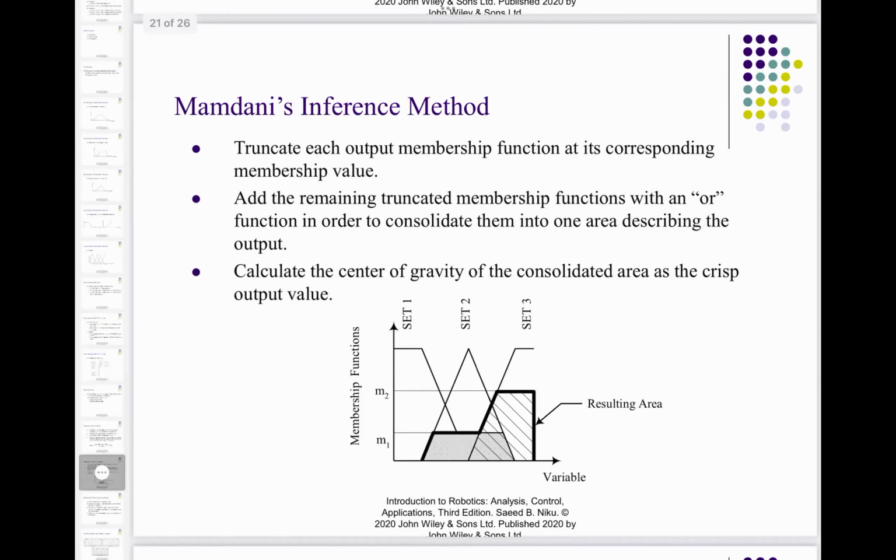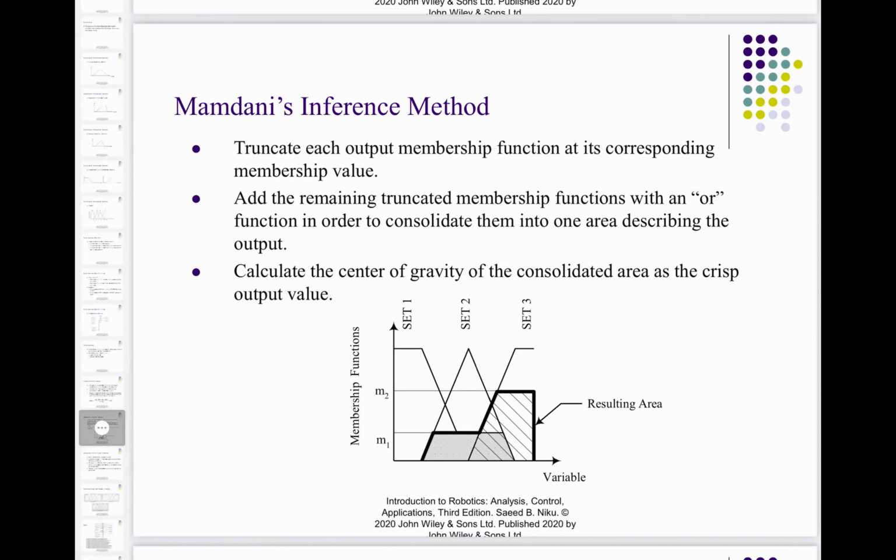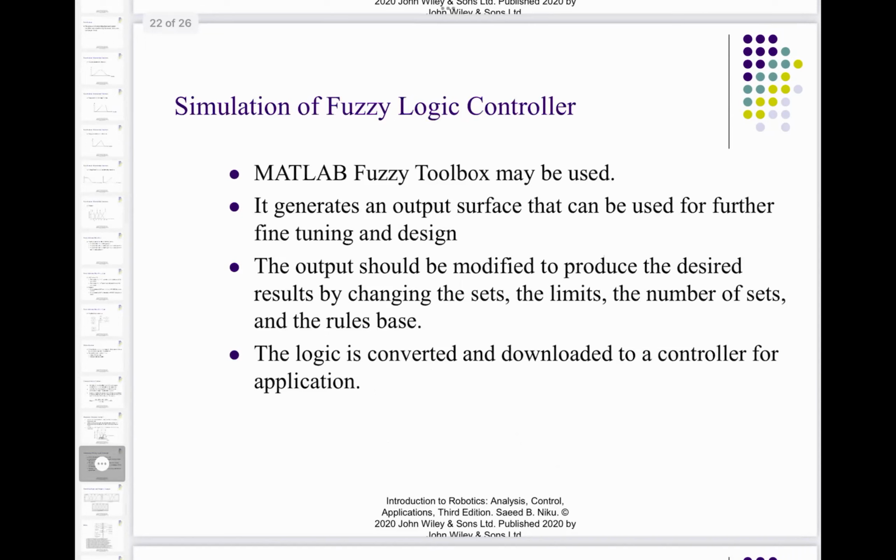And then you can have Mamdani's inference method, wherein you truncate the output, then add the remaining truncated values, look at the shaded area and calculate the center of gravity. Again, there are different rules, but this one is very commonly used. That's why the fuzzy logic network that we talked about is called a Mamdani network, because this is how that rule is implemented.